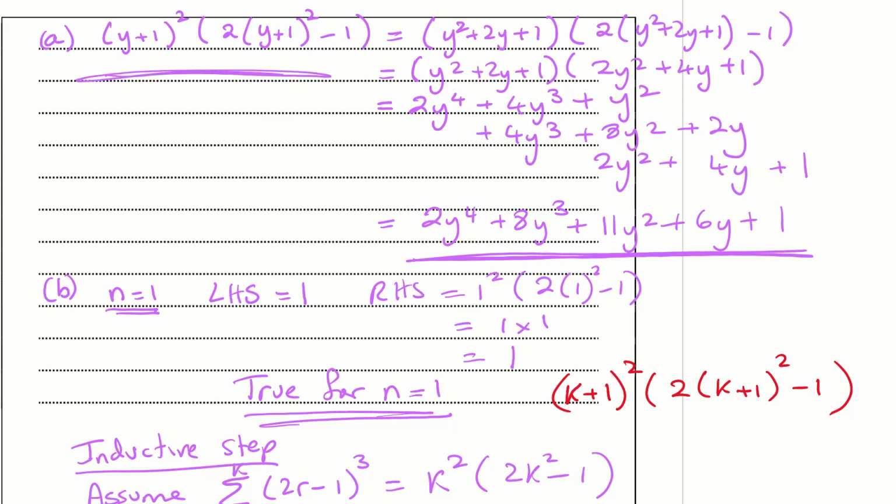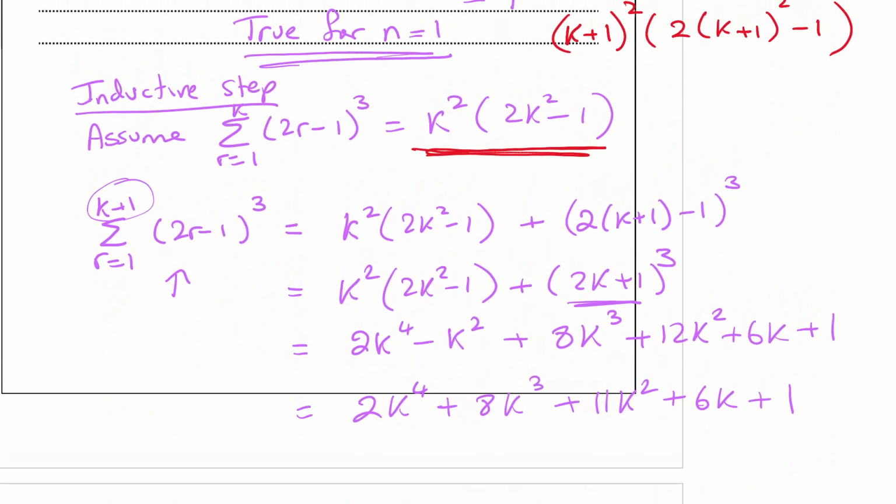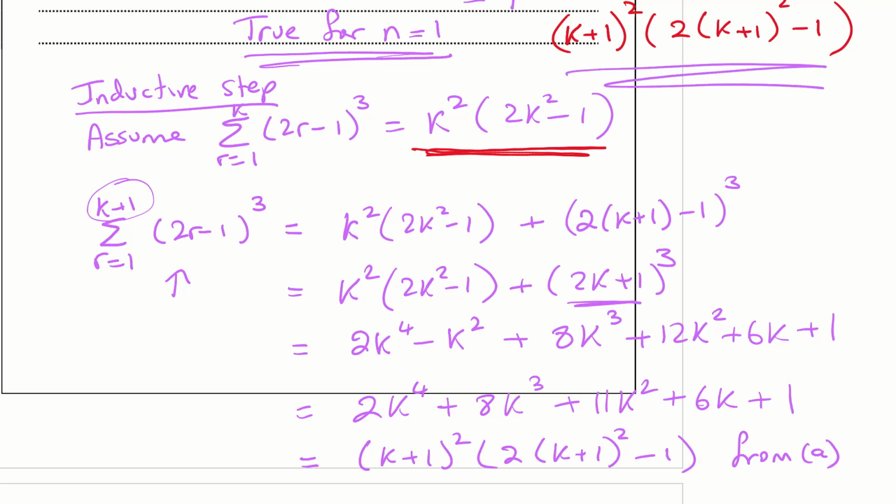So we know that we can factorize it like that. And if we do that, what do we get? (k plus 1) squared times (2(k plus 1) squared take away 1). That's from part A of the question. And that is our target expression. So we are done. All we need is a closing statement.